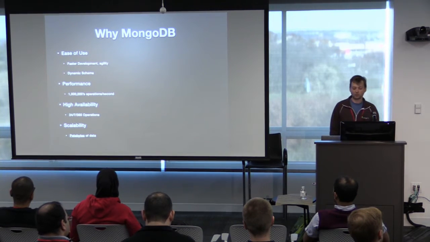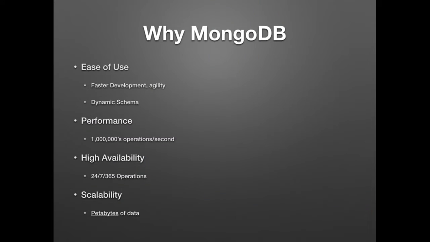The other three reasons why MongoDB has been so popular are basically performance, high availability, and scalability. We can scale to millions of operations per second. We offer high availability through replication, so you can have 24/7, 365 operations. You can do things like rolling upgrades to your application without downtime by having multiple copies of your data via replication. And when we talk about scale, we're talking about petabytes of data. We have customers who are running very large clusters of MongoDB, storing petabytes of data in production.